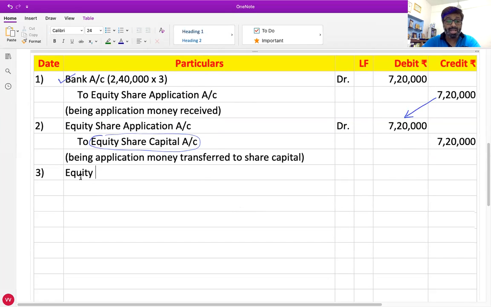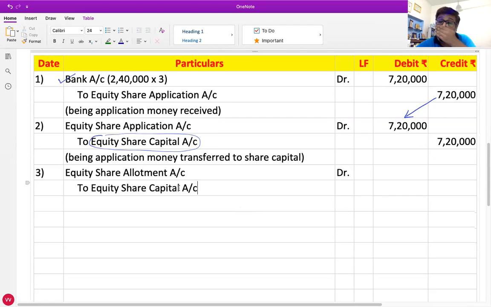First, we transfer to share capital. So equity share allotment account debit to equity share capital account. Did you understand this journal entry, everyone? Yes, sir.